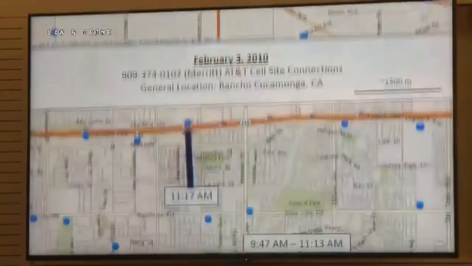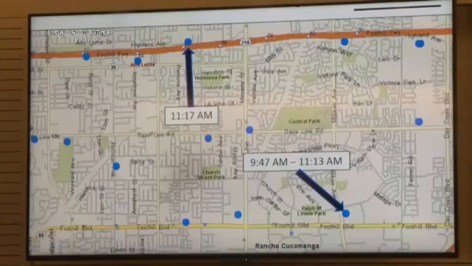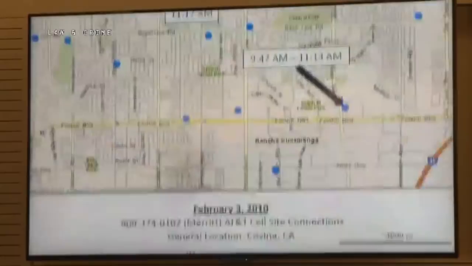463. Still February 3rd? Yes. Okay. We have 9:47 a.m. through 11:17 a.m. The cell phone connects with two different towers in the Rancho Cucamonga area. And again, on 463, do you see a location of roughly the defendant's residence? Yes. Can you please mark that as well with the DNR in a circle? Okay.